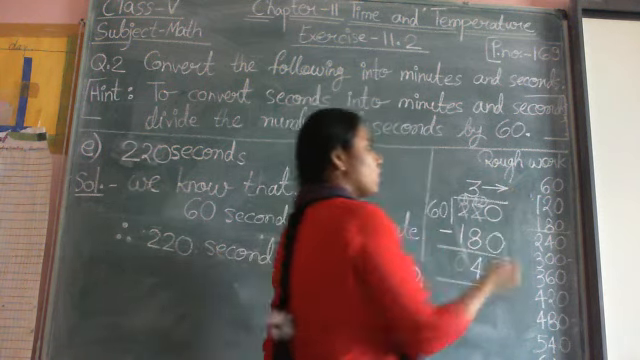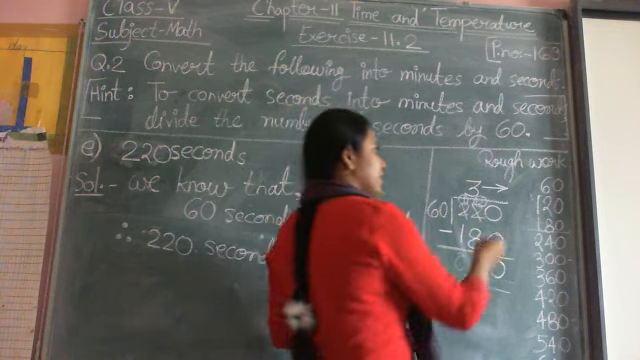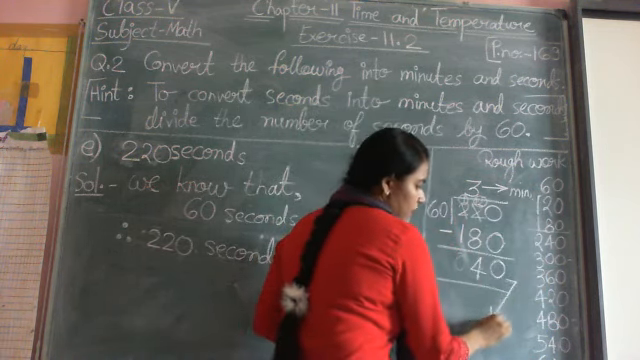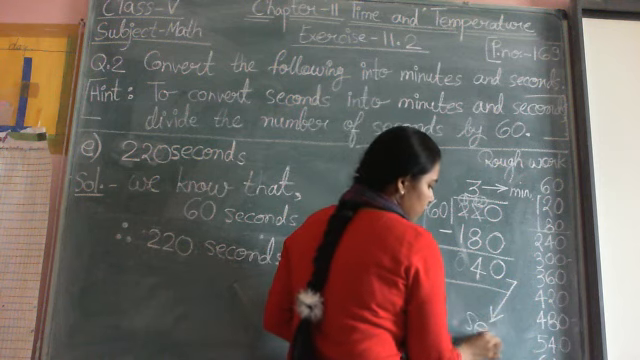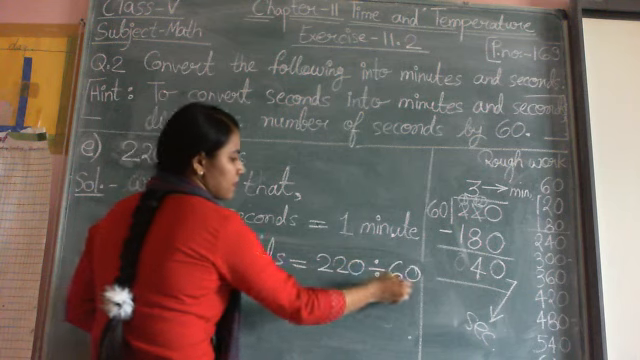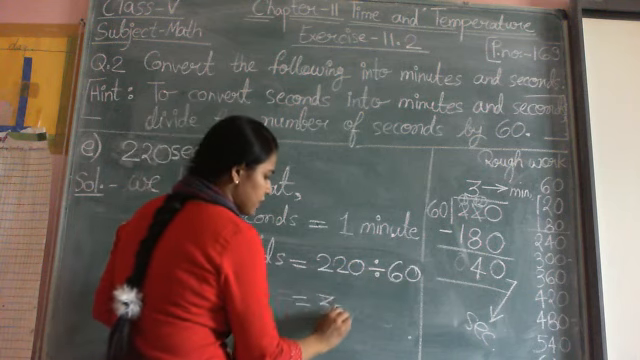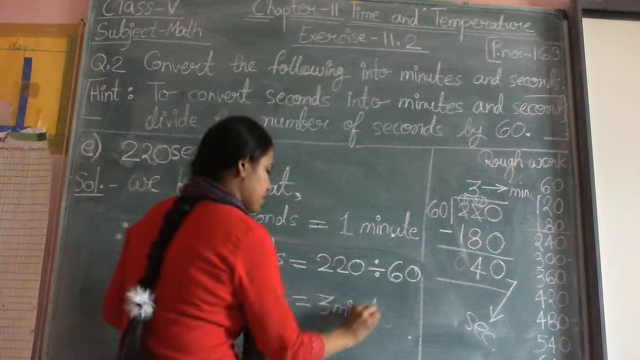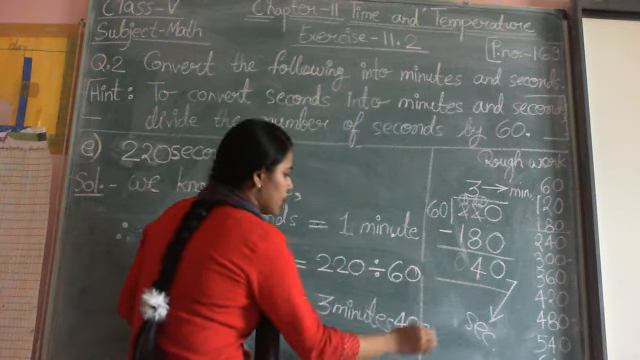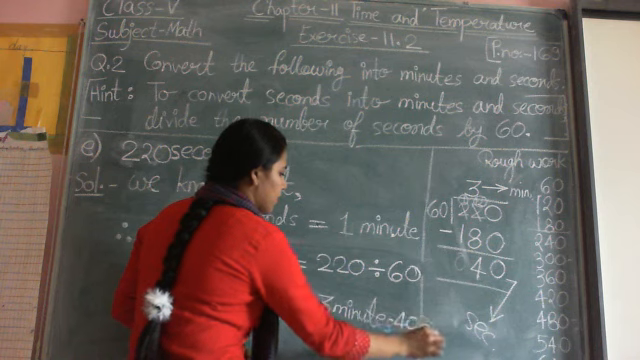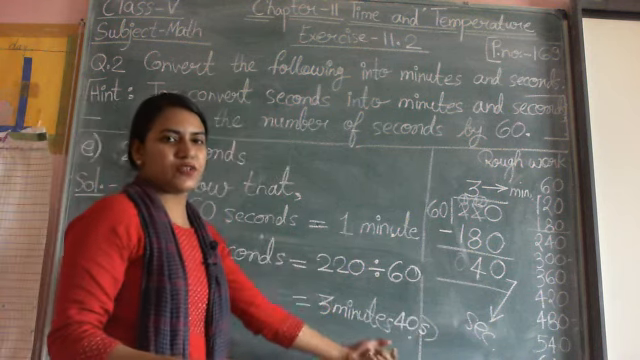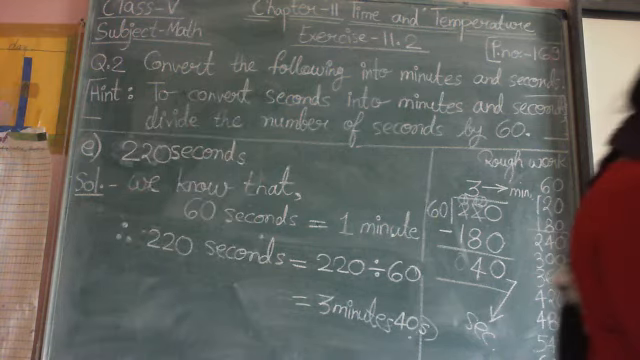Now the number in the quotient is minute, and the number in the remainder will be your seconds. So when we divide 220 by 60, we get 3 minutes 40 seconds. So 220 seconds are equal to 3 minutes 40 seconds.